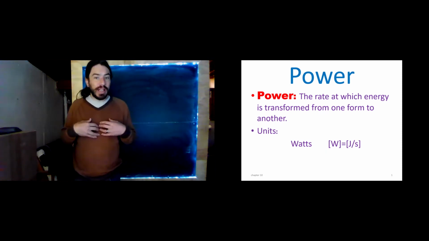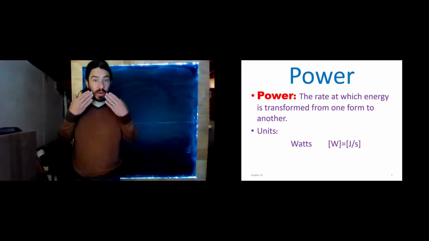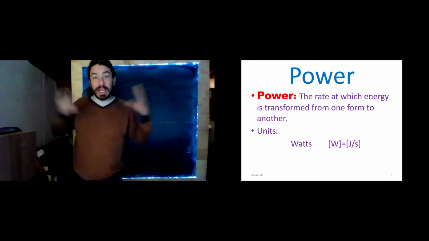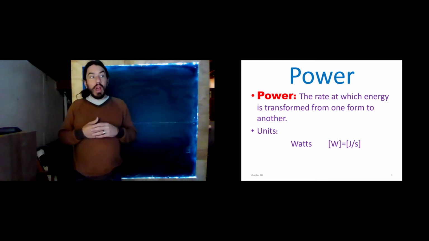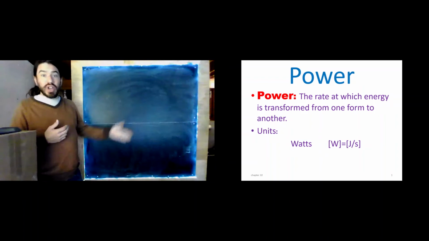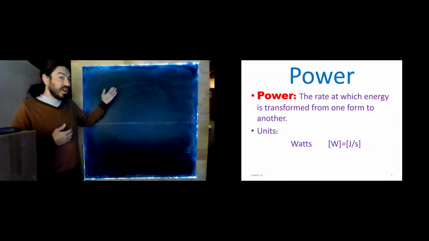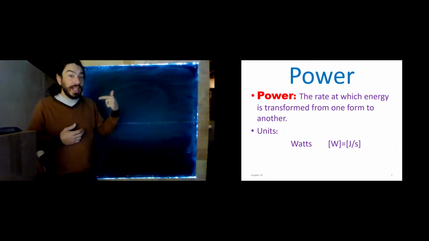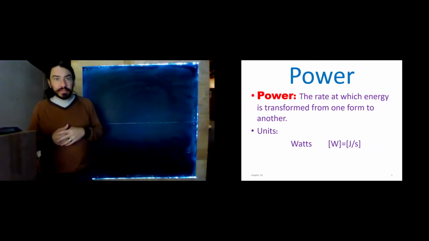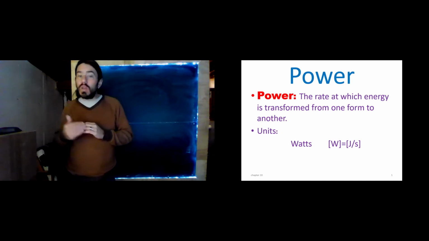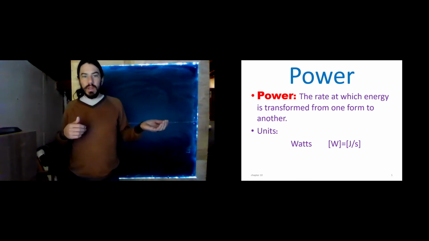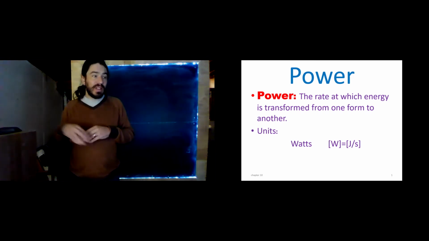I'm transforming chemical energy into sound energy, and some thermal energy, I'm getting a little warm, and some kinetic energy. The lights that are here in my light box that I built around my chalkboard are converting energy from electrical energy into light energy, and a little bit of thermal energy also. So, again, energy is only useful to us when we convert it from one form into another. The rate at which that happens is power.